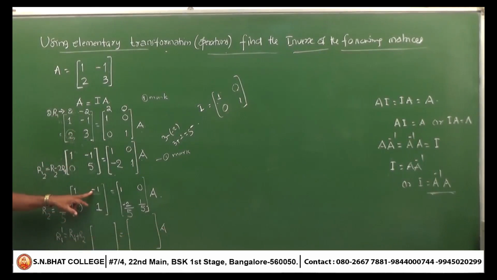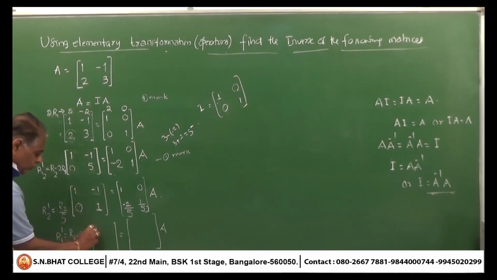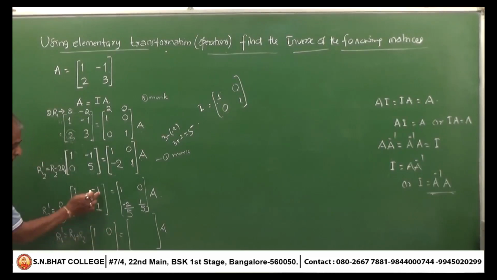To make this element 0, in R1, add R1 and R2, it becomes 0. R1 dash is R1 plus R2. This is R1, this is R2. 1 plus 0 is 1. 1 plus 0, R1 plus R2. 1 plus 0 is 1, minus 1 plus 0 is 0. Don't write R2 dash. This element is in R1. R1 dash is R1 plus R2.